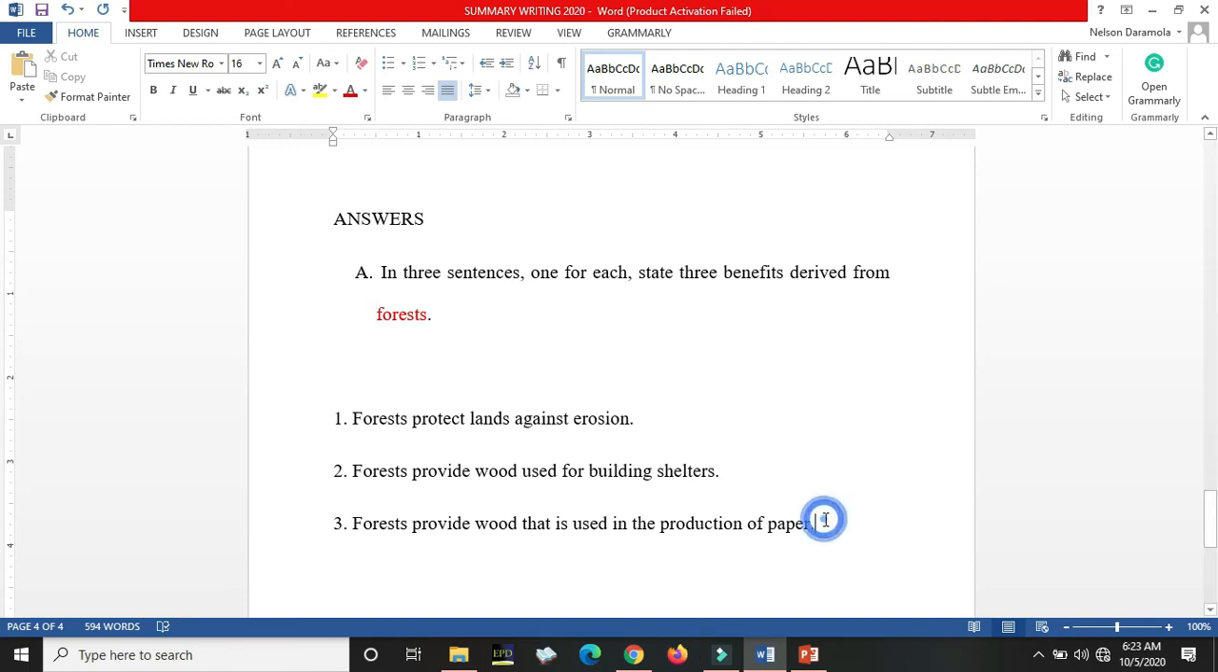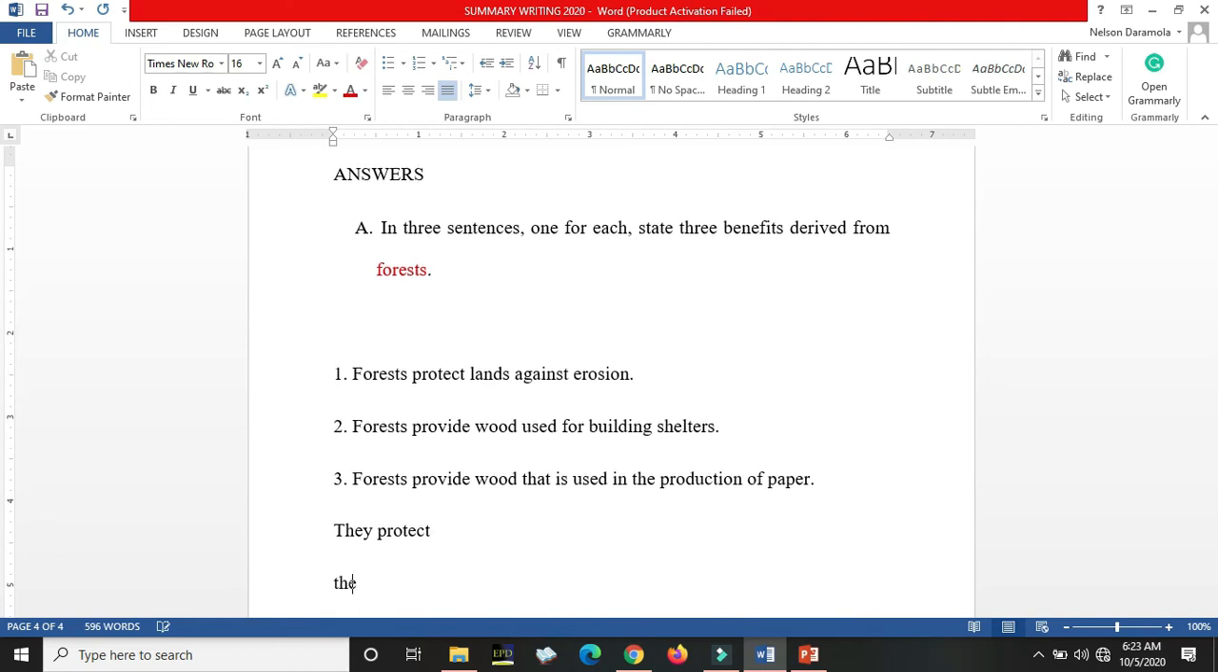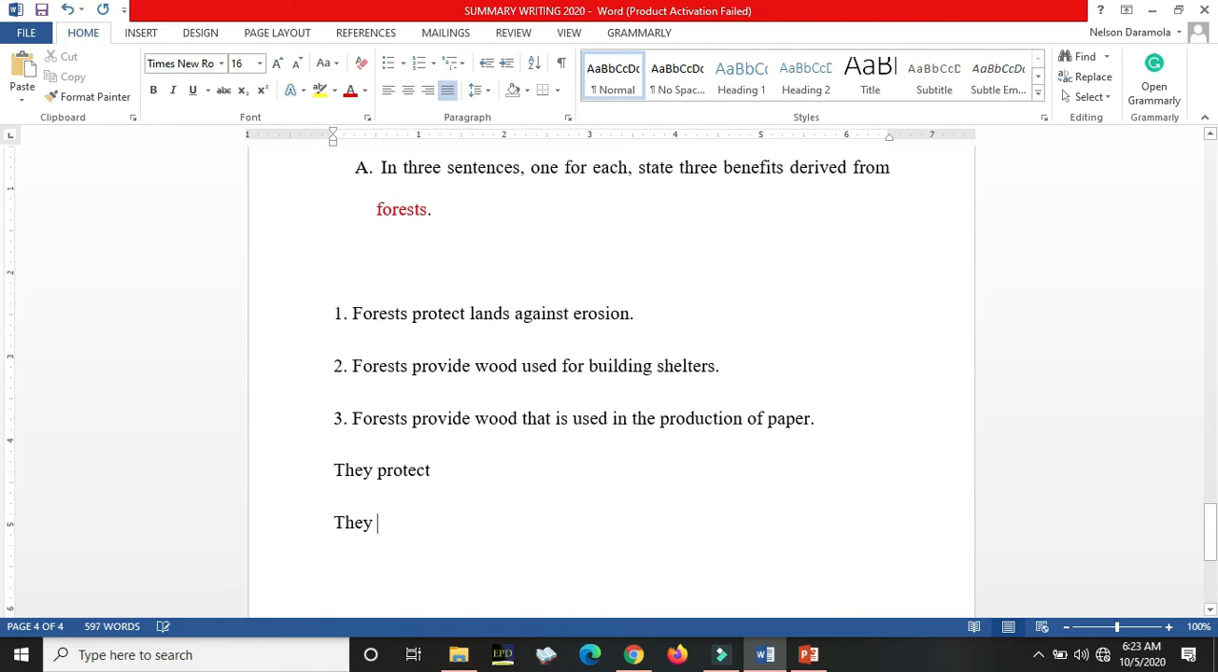Many candidates are fond of using pronouns. In some you don't use pronouns. I cannot say they protect, they provide. What are the they or it? So some people even use it. One, it doesn't represent forests. Okay, so it will not work.